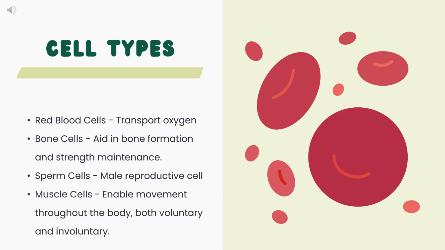We have bone cells. These cells are within the bones and aid in the formation, strength, and maintenance of the bones. We also have sperm cells. These are the male reproductive cells. And then the muscle cells, these enable any movement throughout the body, so both voluntary, so when you move your leg to kick a football, or involuntary, where the heart is pumping every day for 24 hours to make sure we're still alive.